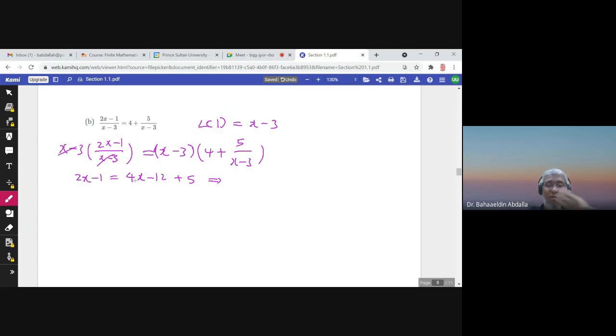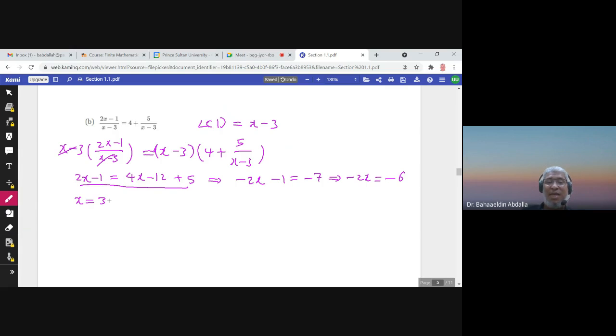Now to get rid of the 4x, I subtract 4x from both sides. 2x minus 4x would be negative 2x. And here I will have negative 12 plus 5, that's negative 7. Then add 1 to both sides to get negative 7 plus 1 is negative 6. And now divide by negative 2, so x is negative 6 over negative 2, that's 3. So the solution of this equation is 3.